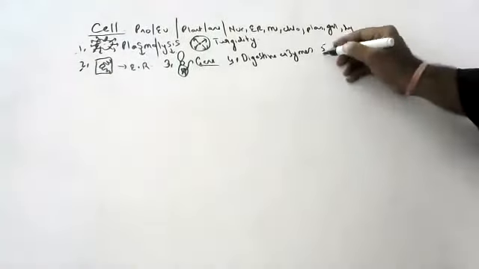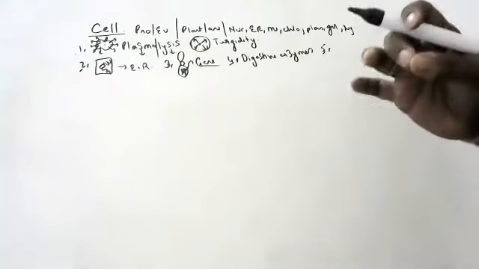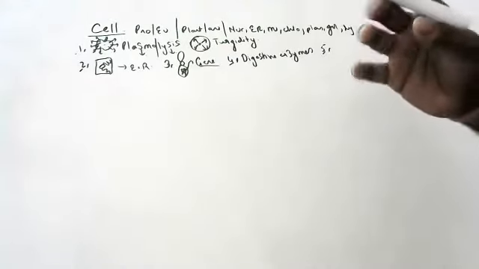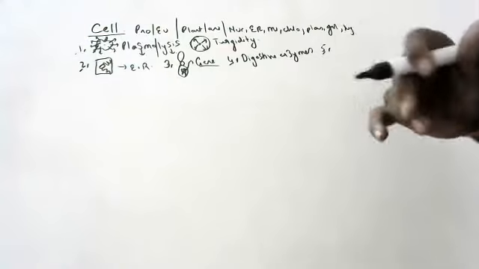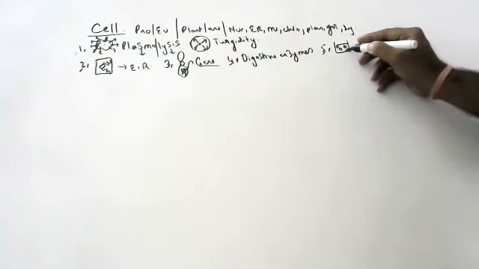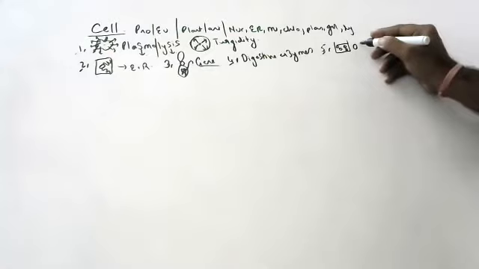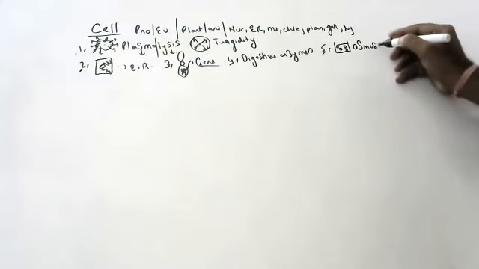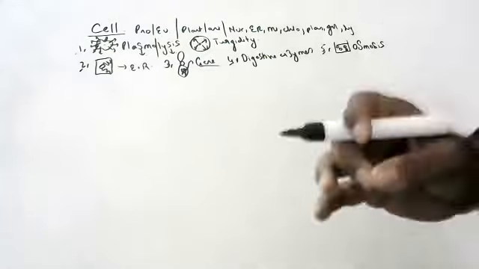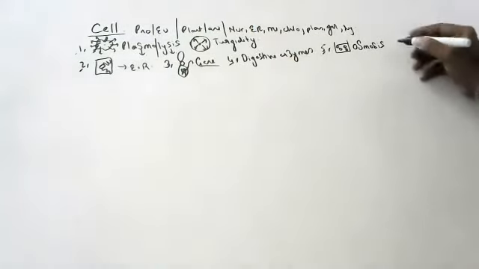Okay, next one. The raisins added to porridge swell up after some time. Name the process involved. Why do raisins kept in water swell? Because of osmosis. Raisins when you keep in water, they swell because of osmosis.